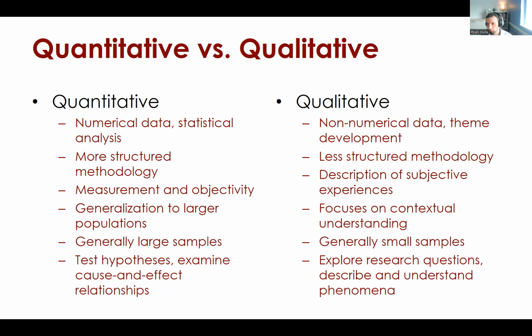In terms of research methods, quantitative is more structured and rigid, using surveys and questionnaires that have close-ended questions and forced choices, such as Likert scales, where you answer a question from strongly agree to strongly disagree. Right? That's a Likert scale.